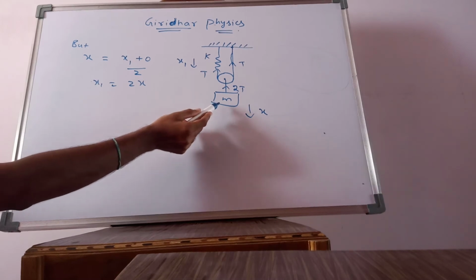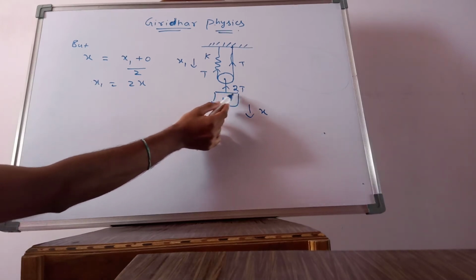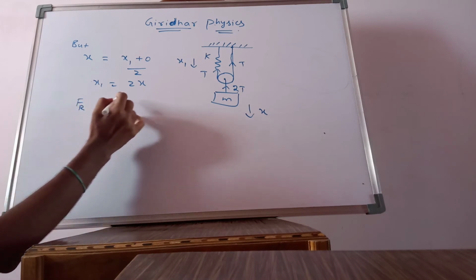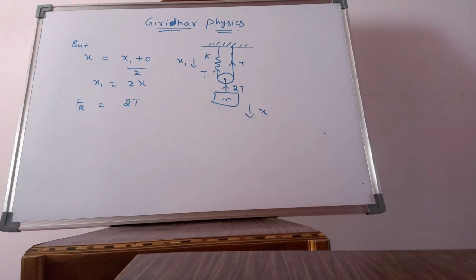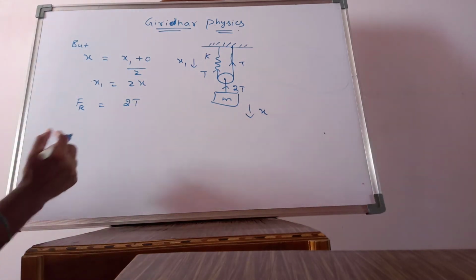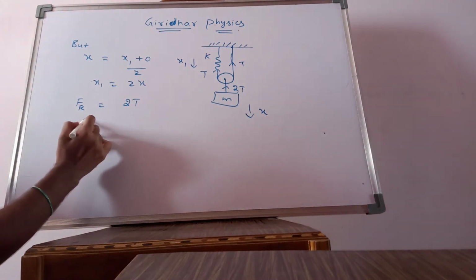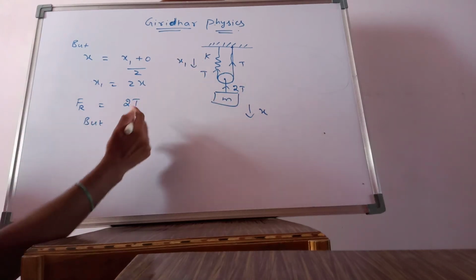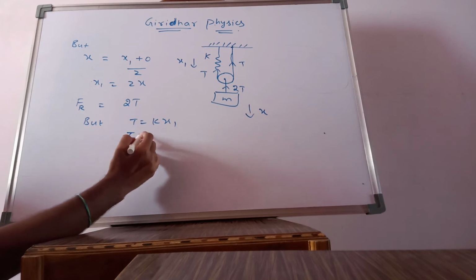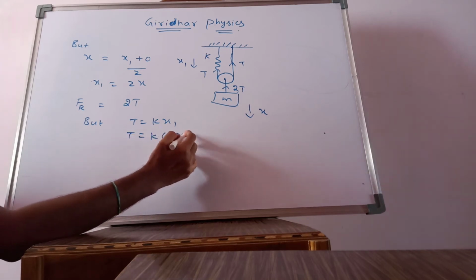Students, look at the diagram. What is the restoring force provided for this block? 2T. Therefore, Fr I am representing. Restoring force is nothing but 2T. Correct? Restoring force is nothing but 2T. Now, let me write the T value. But see, look at this diagram. T is nothing but Kx1. Correct? So, T is equal to K into x1, which means 2x.